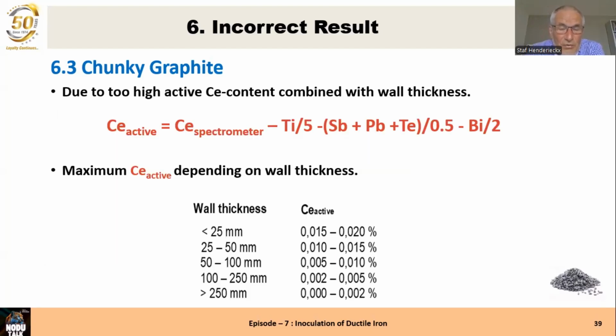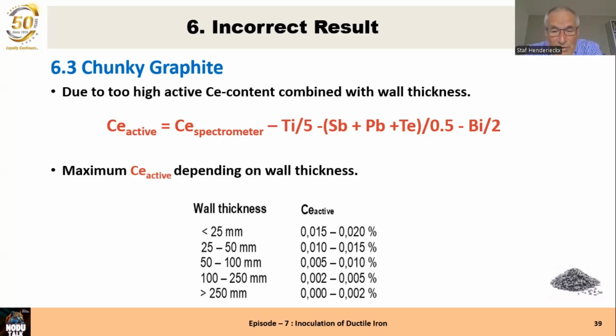Here you see what is the active cerium. Well, the cerium from your spectrometer contains everything. So the active one is the cerium from your spectrometer minus the titanium divided by 5. We have antimony, lead, and tellurium divided by a half, and bismuth divided by 2. All these elements are compensated by the cerium. That's a very good effect from the cerium, but what's not used for this effect can give later active cerium chunky graphite. Now, the cerium active, how much should it be?